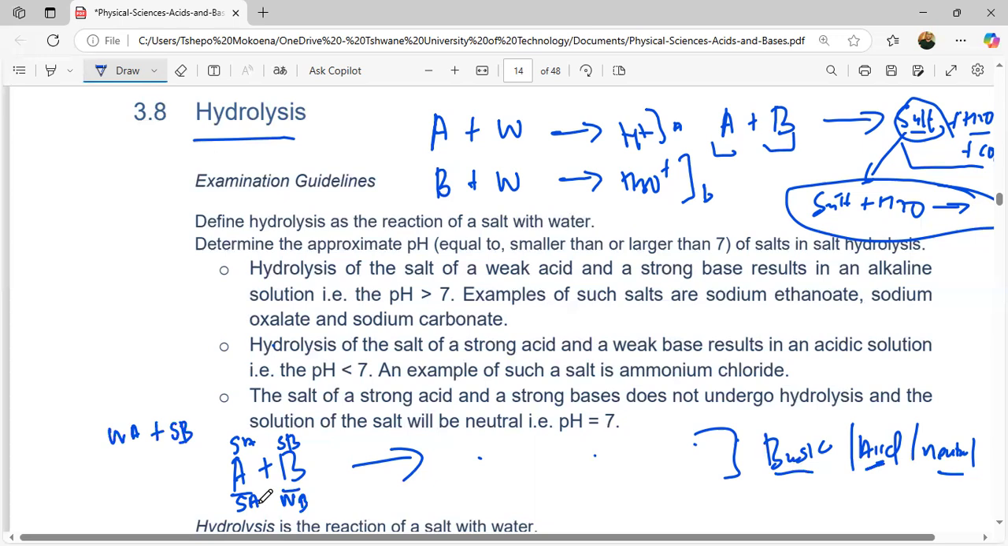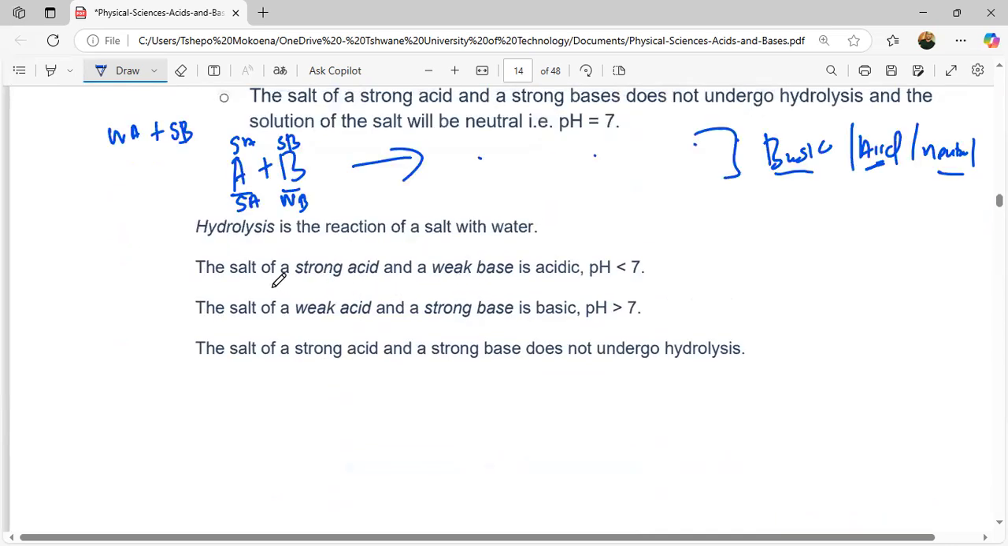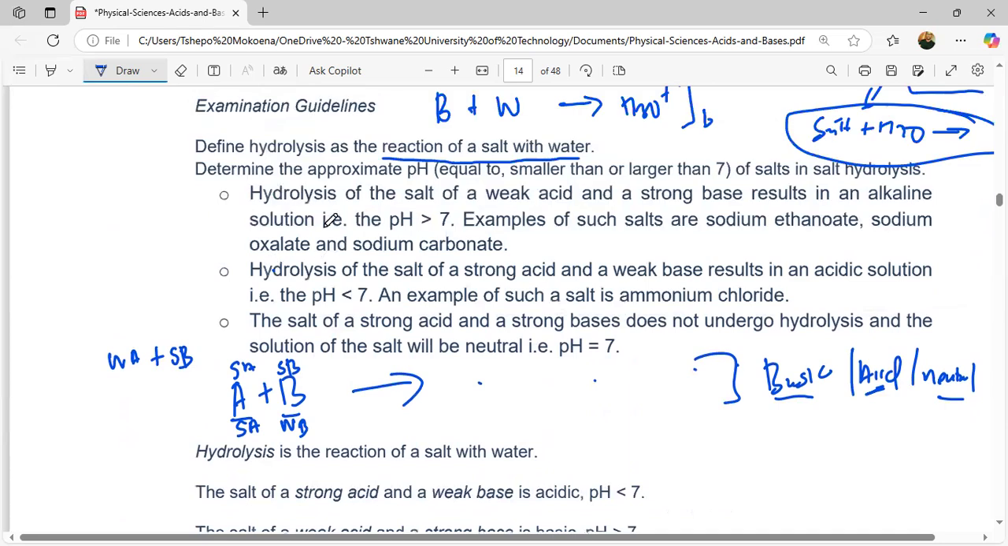But when we perform the hydrolysis, we're going to focus on the salt. That's why here we say define hydrolysis: the reaction of a salt with water. This is hydrolysis. Now, let me teach you how hydrolysis works. If you have a weak acid and a strong base, the solution will be alkaline, meaning the pH will be more than 7 because you have a strong base.